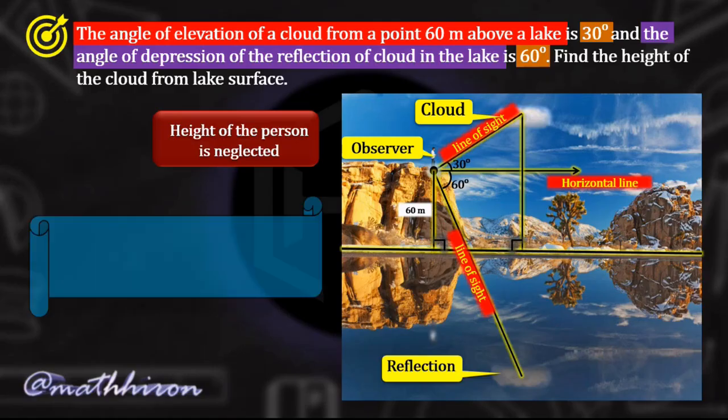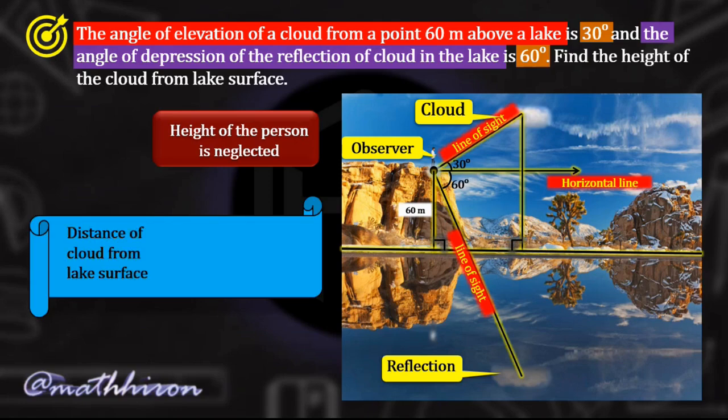The next part is: the distance of the cloud from the lake surface is always equal to the distance of the reflection from the lake surface. That means from the lake surface at whatever distance we are watching the cloud, the reflection will be at the same distance from that lake surface only.